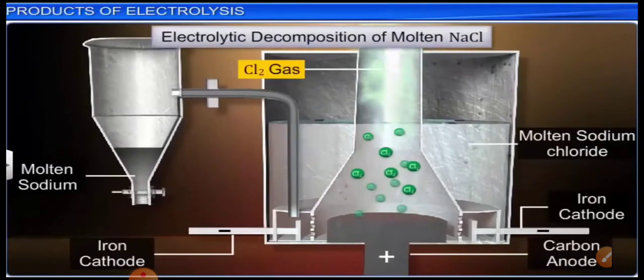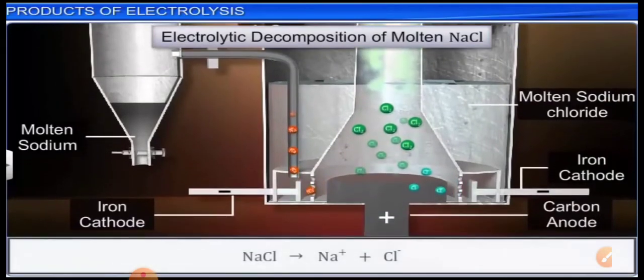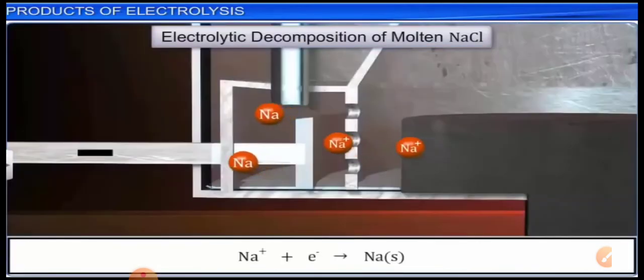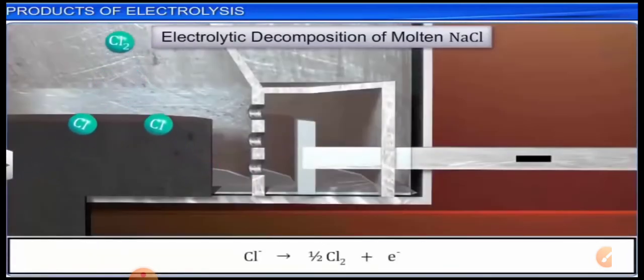You can clearly see the industrial scale diagram for the electrolysis of molten NaCl. In this case, NaCl is decomposed into sodium ion and chloride ion, meaning it will be converted into ionic form. Then the respective ions, cation and anion, get reduced and oxidized respectively and produce sodium metal and chlorine gas.